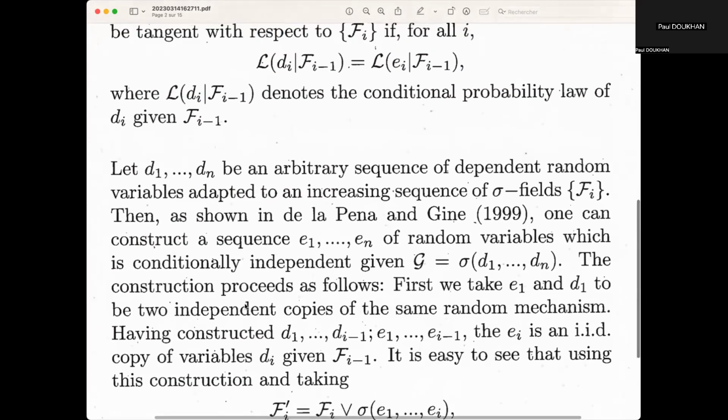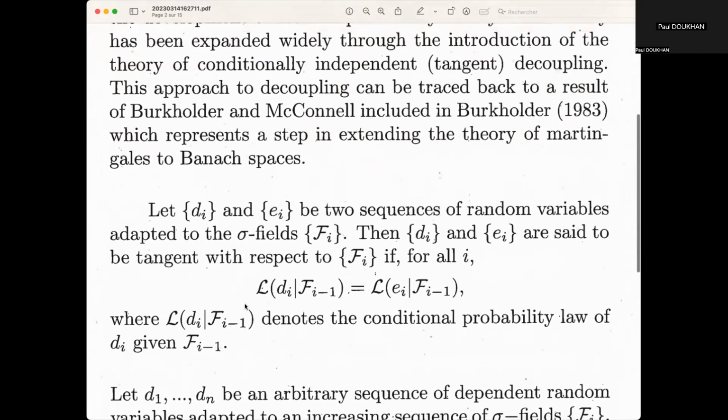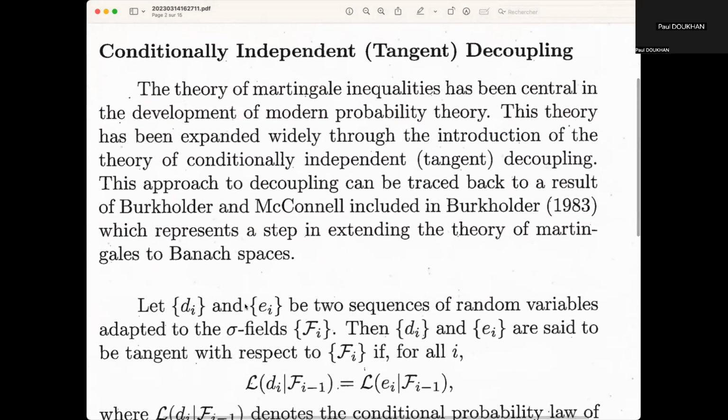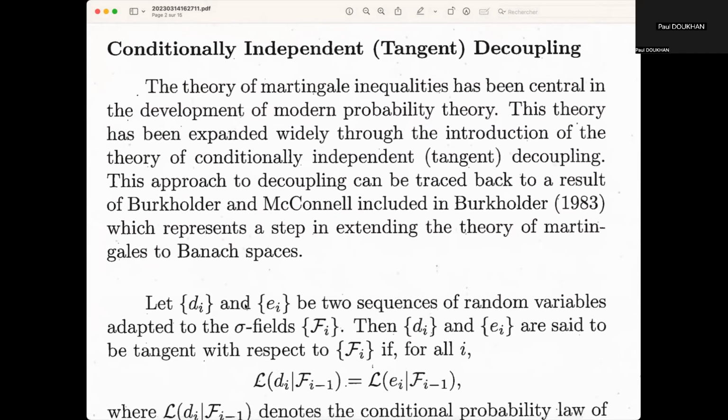So I'm going to teach you a little bit of decoupling. I will go fast over this because I already gave you... Who was your advisor? Michael Klass at Berkeley.